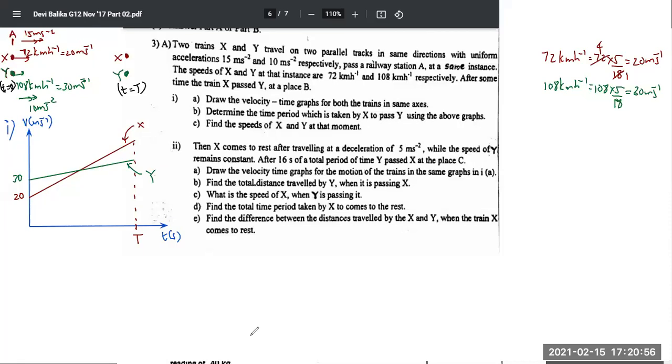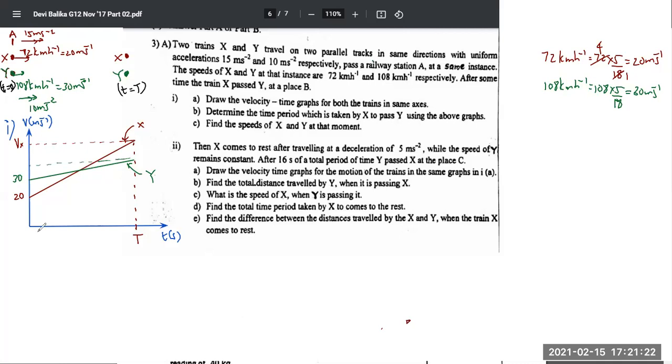Now, let's analyze this. This is x. This is the speed of x when they meet, so I'll take it as vx. Okay, speed of x when they meet, vx. And speed of y when they meet, let's take it as vy, something like this.